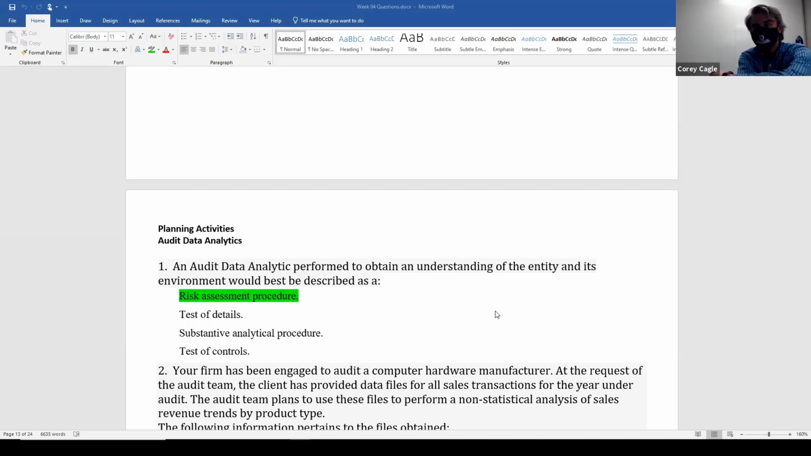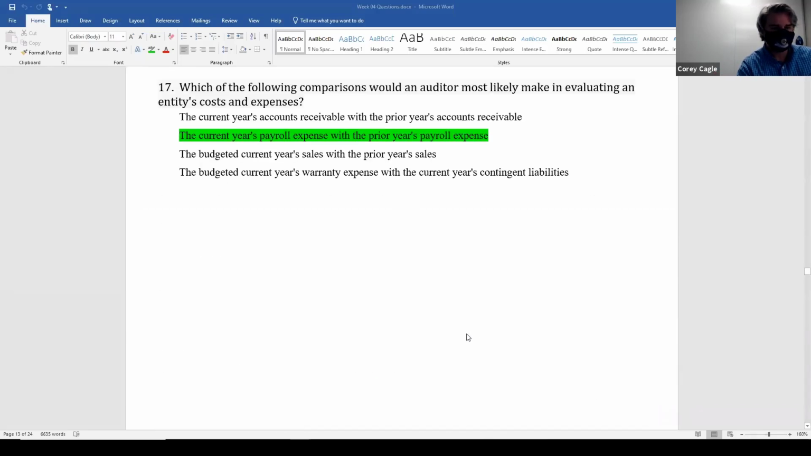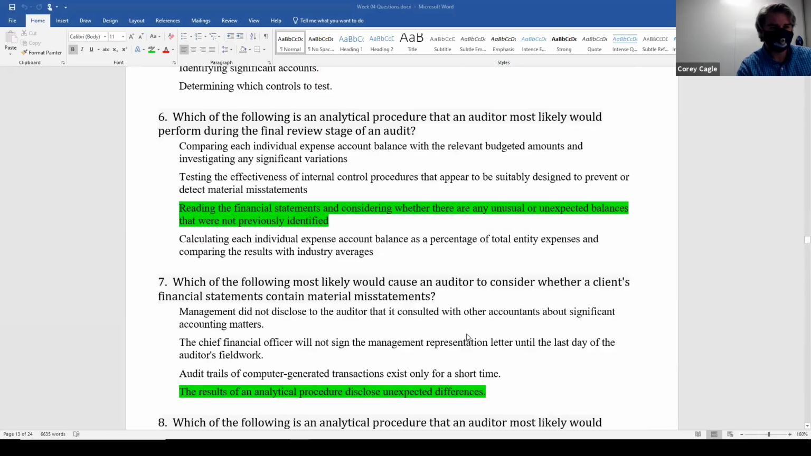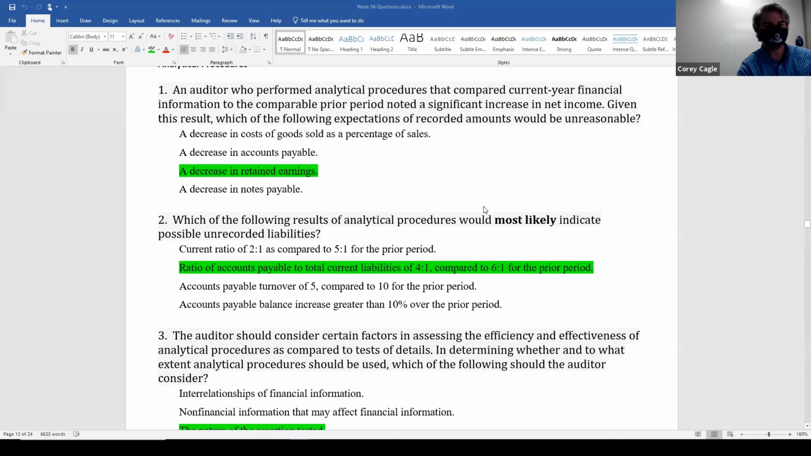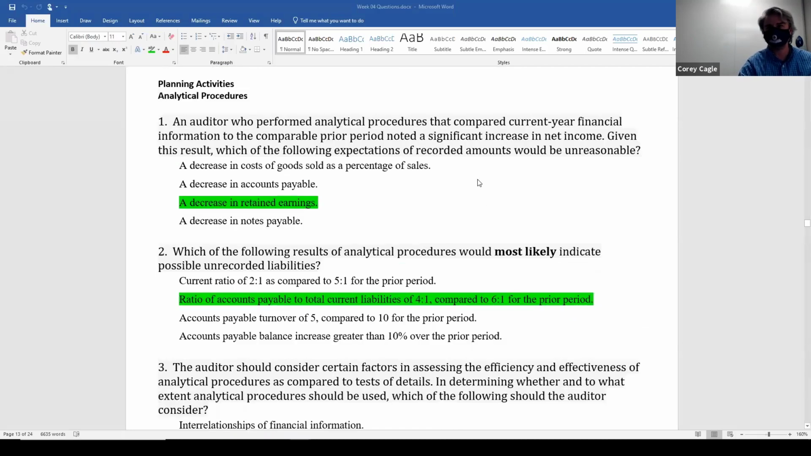Those first couple of questions I thought were horrible. Yeah, like there's one right here for a decrease in retained earnings. That was the one I was going to. I disagree with that completely. I think number 1 is just complete and utter junk.